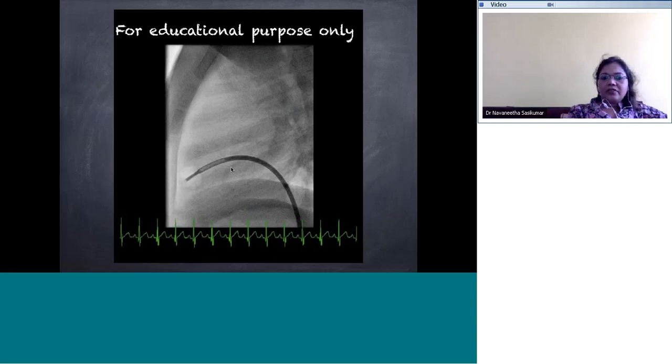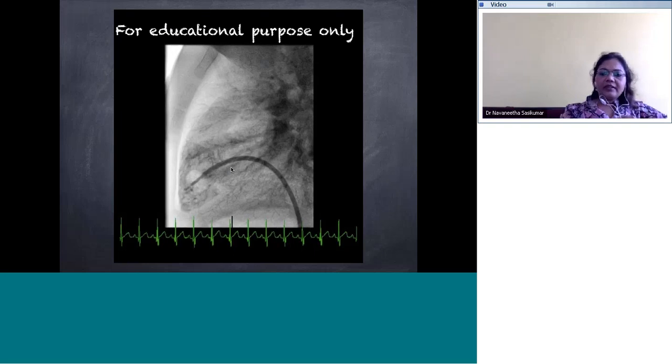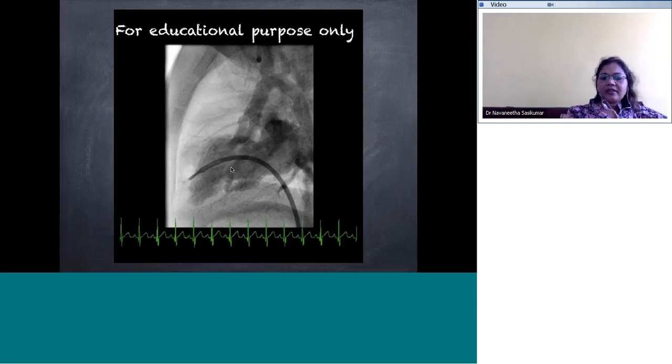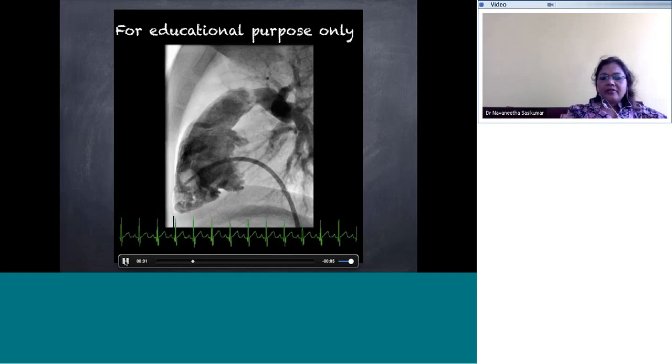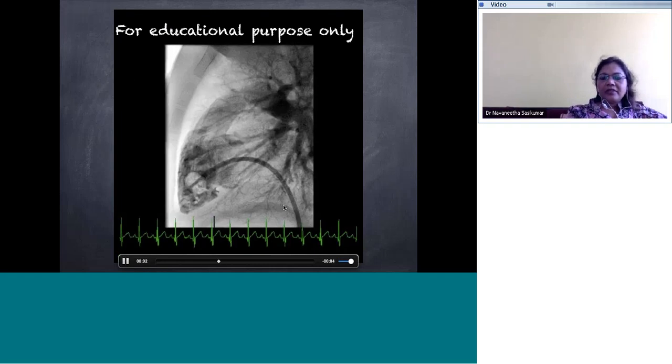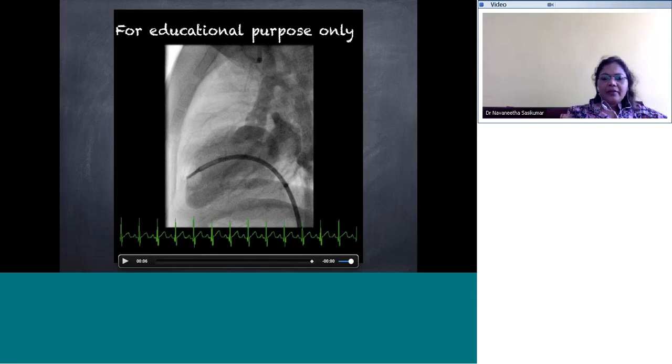So I will show you an angiogram here. Because we cannot interact during the session, I will just describe. This is a right ventricular angiogram. In the lateral view, you can see a Berman angiographic catheter coming through the tricuspid valve and into the RV apex.